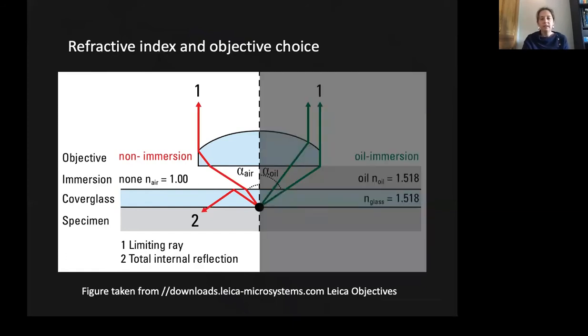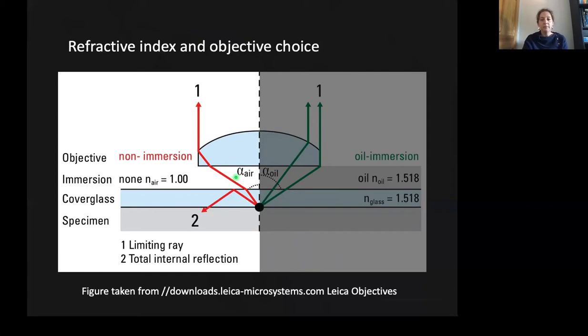So first we'll consider an air immersion objective. Light emitted by the sample passes from glass to air to glass. Refraction happens at two surfaces and both light and resolution are lost. Both the front lens of an objective and the cover slip are made of glass and have a refractive index of 1.51. The air in between them has a refractive index of approximately 1.